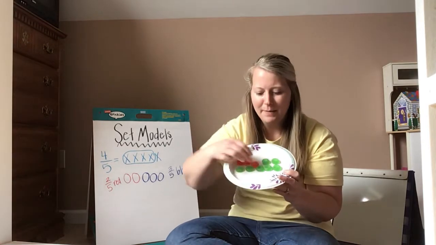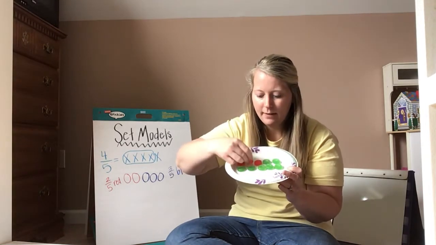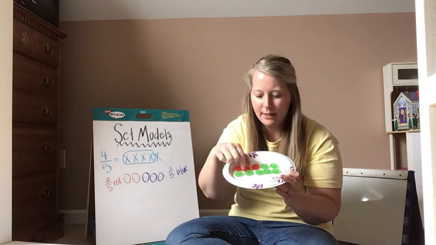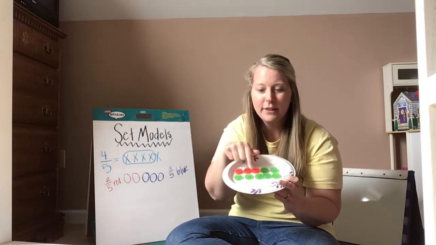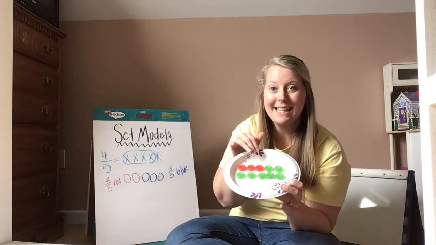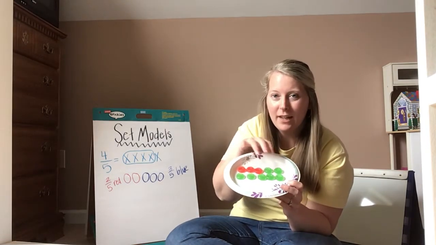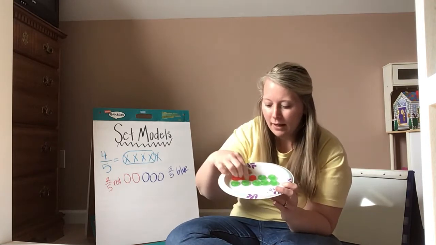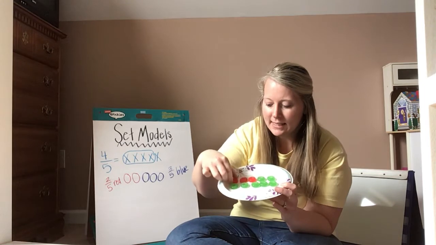But so I have 3 pinkish, reddish Lifesaver gummies, and I have 7 green ones. So 7 plus the 3 makes 10 total. Well, 3 out of 10 of the Lifesavers are red. Okay. So again, this is a set model.